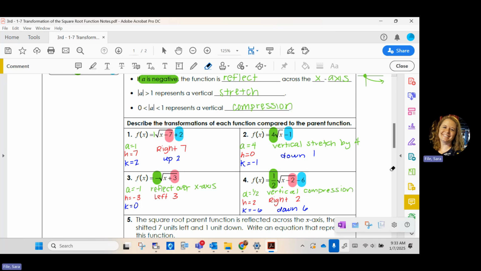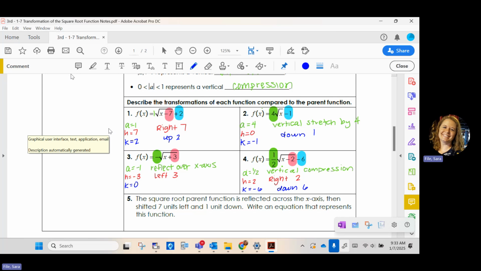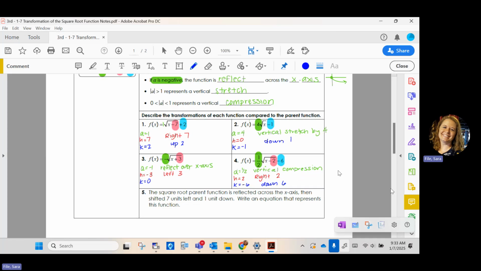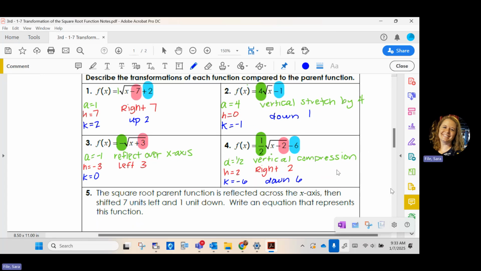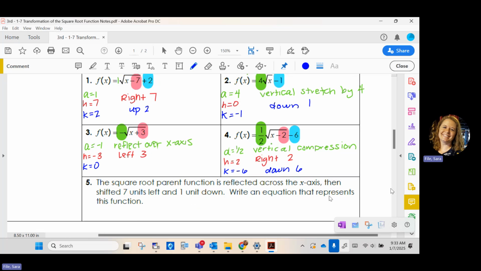Okay, good. All right, then this next one shouldn't be too bad. It's working in reverse. These were giving us the equation, asking us to describe the transformation. Now they give us a description and ask us to write. So we're just going backward. I'm still going to identify my A, H, and K. It says the square root parent function is reflected across the x-axis, shifted 7 units left and down 1.